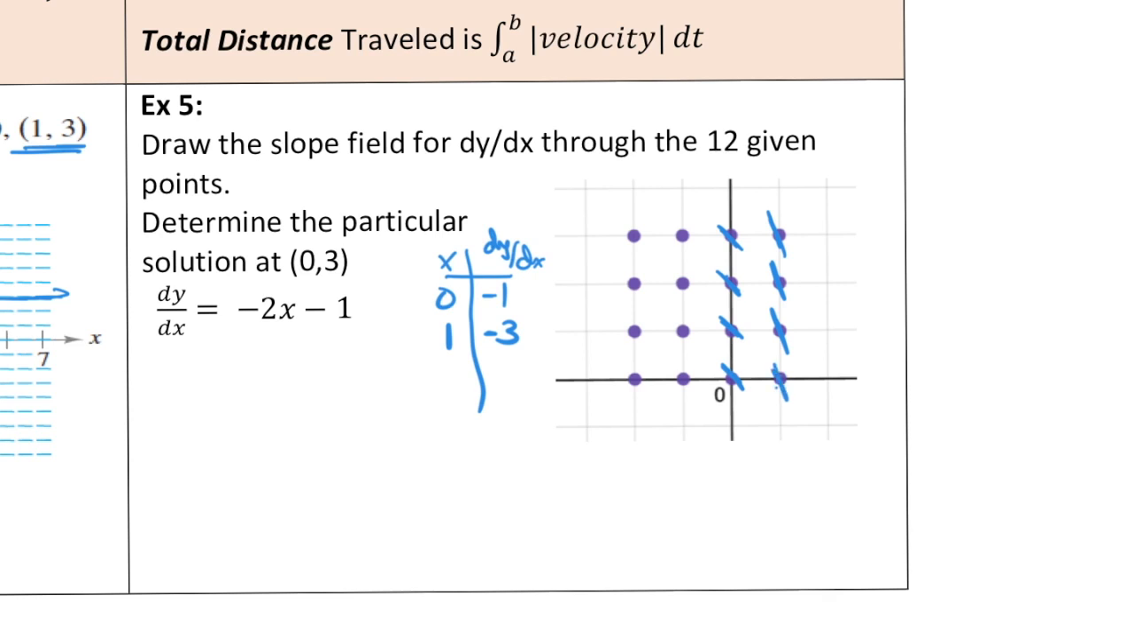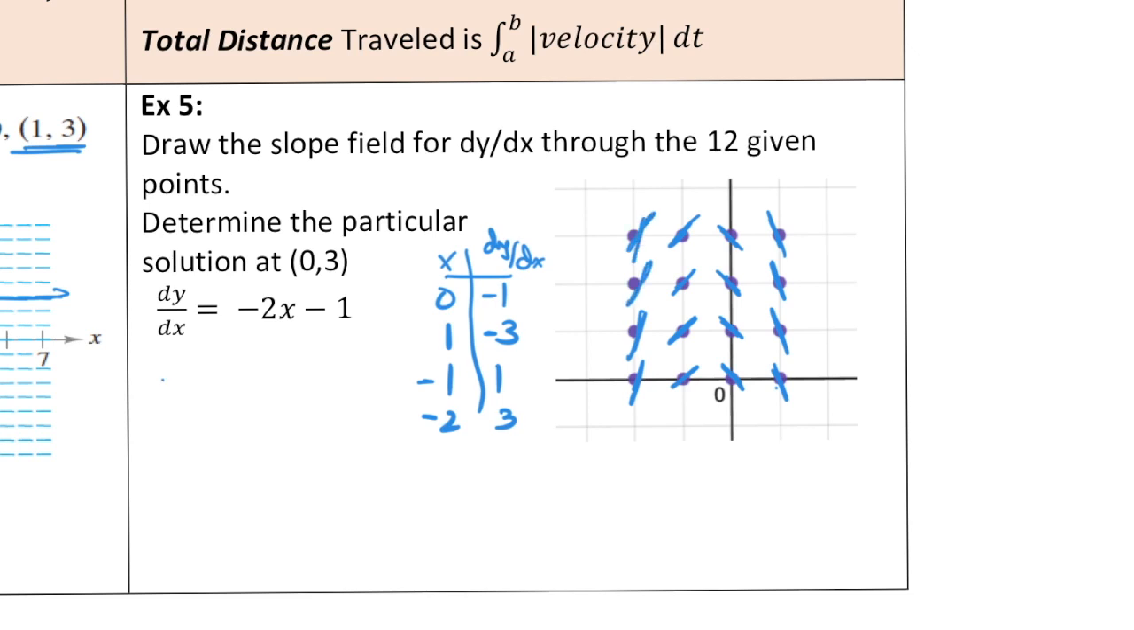Next, when I put in negative 1, I'm going to get a slope of 1. So all of my slopes at negative 1 go up 1 over 1. Placing in my next one, negative 2, gives me a slope of 3, which makes this way steeper. And I try to draw them parallel and steep.